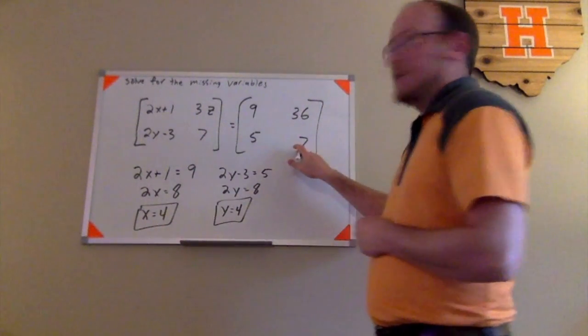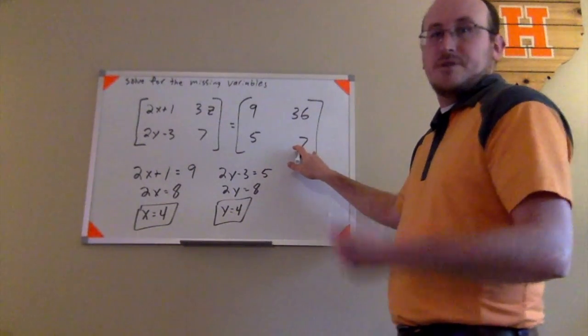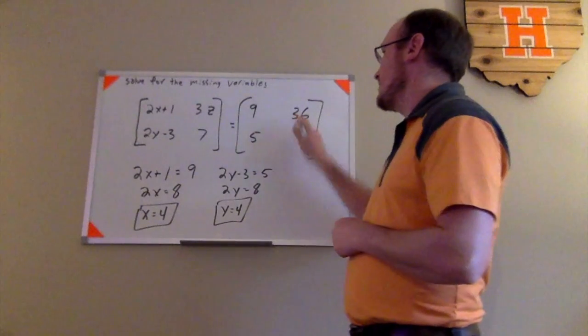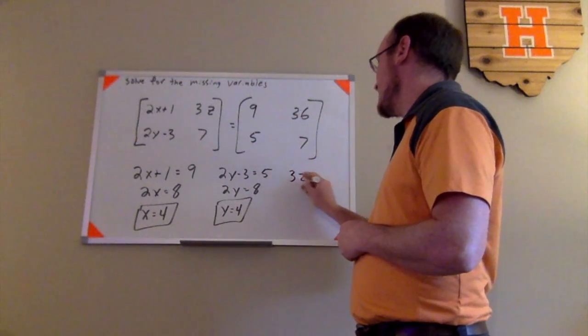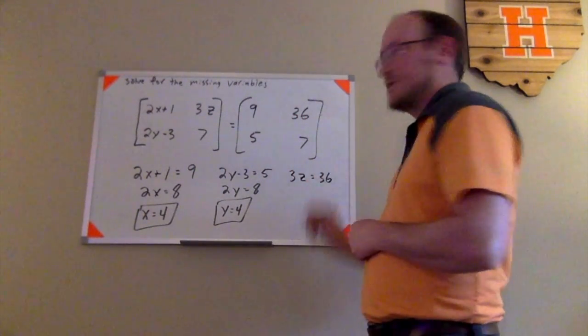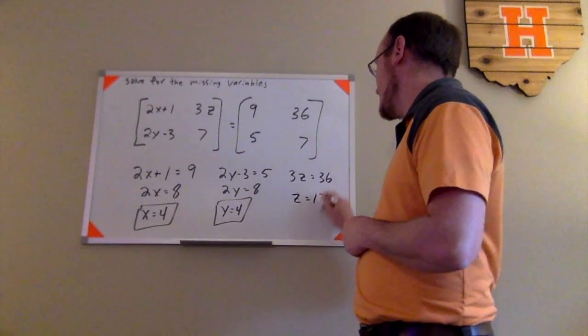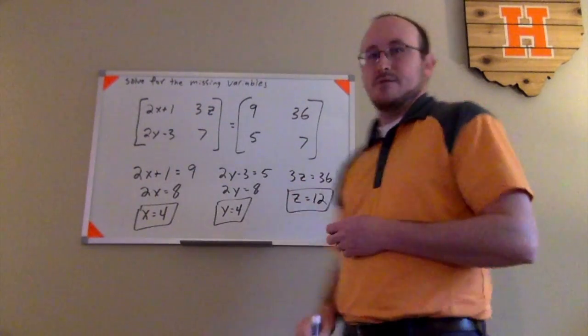This entry is already equal to this entry. There's no variable there. Of course, it has to be equal for it to be true. And finally, I need to set this entry equal to that entry to figure out what z is. So I say 3z equals 36. And I can solve that equation in one step, dividing both sides by 3. I'll see that z is equal to 12.